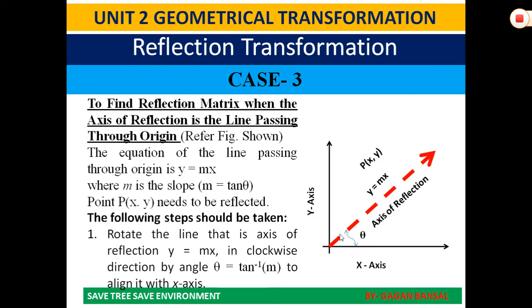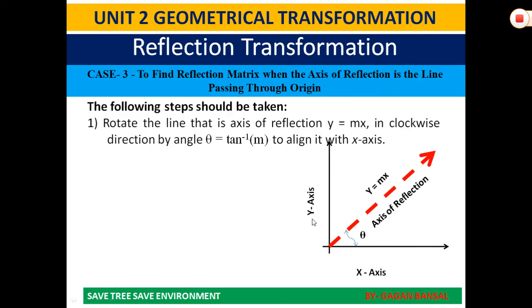What will happen is, when we rotate this line in clockwise direction, it will align with the x-axis. Again, rotate the line, that is the axis of reflection y equals mx, in clockwise direction by angle theta equals tan inverse m, to align it with the x-axis. And one very important thing: here we are rotating it in clockwise direction.